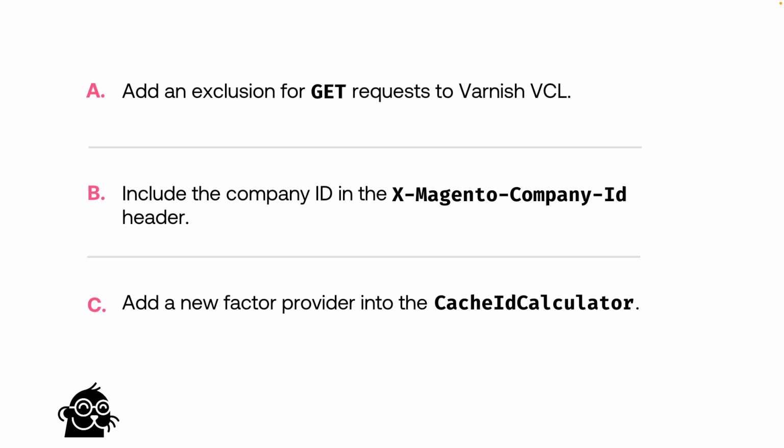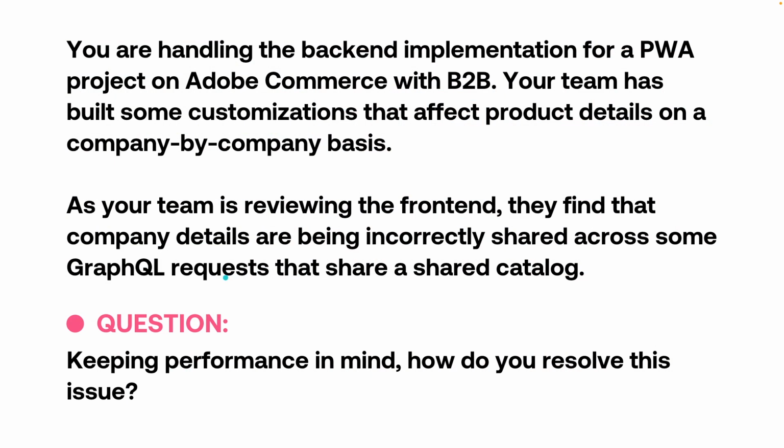Let's talk about this. Adding an exclusion to the GET request for Varnish VCL, I would view this as a demerit on this answer, because what was the qualification? Keeping performance in mind. This is our qualifier. So this is not keeping performance in mind. This is possible, but it's a demerit because it's not keeping performance in mind. So probably not A. Let's look at B.